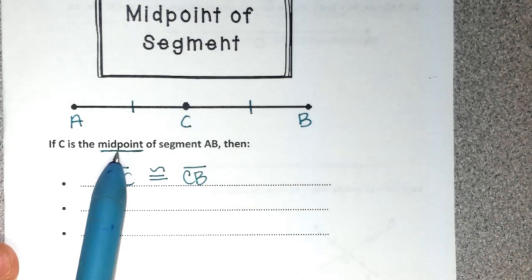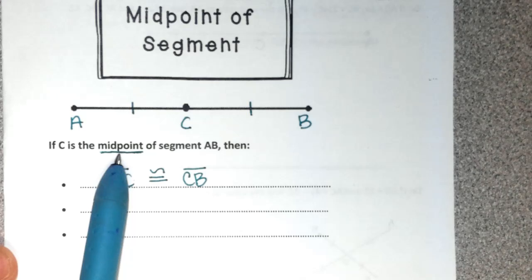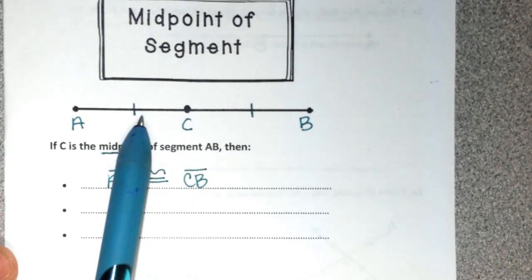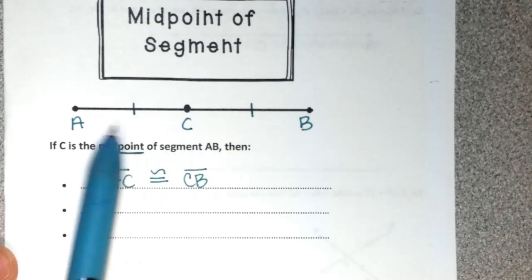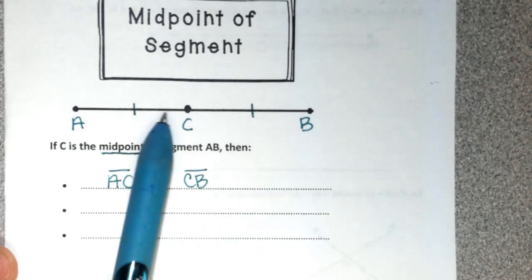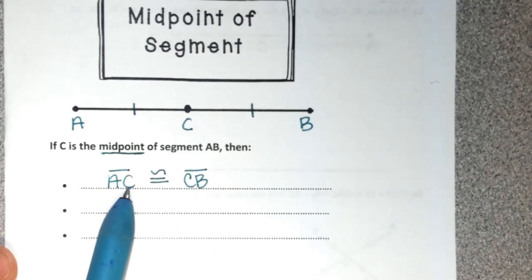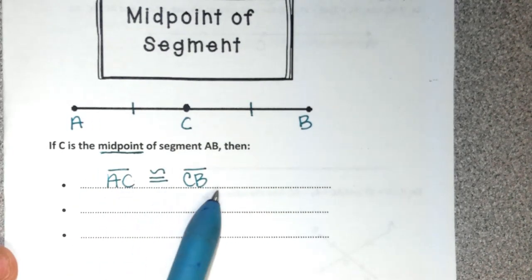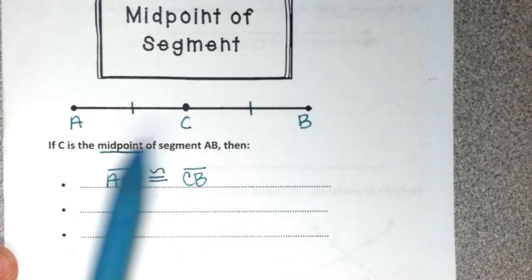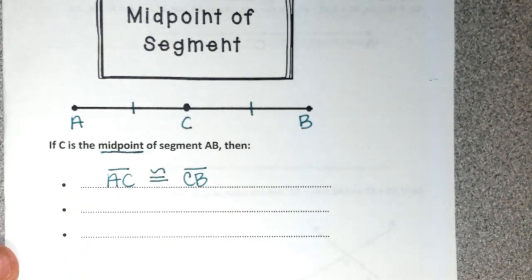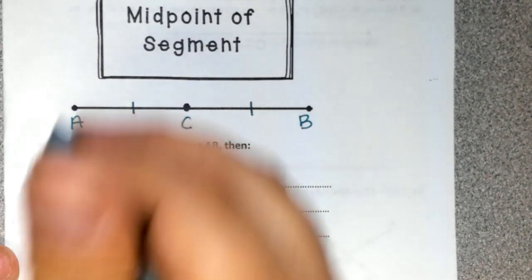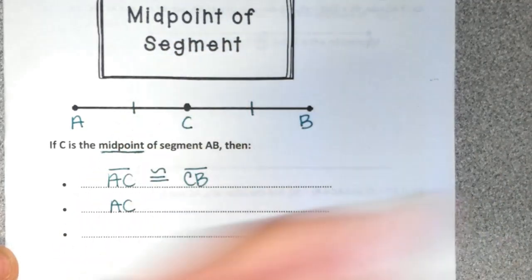All right, remember, anytime you see the word midpoint, you can add tick marks every single time. This tells you C is the midpoint of AB. Since I added my tick marks, I know that the left side, AC, is congruent to the right side, CB. Does everybody agree with that? Yes. Okay. What else do I know about AC?